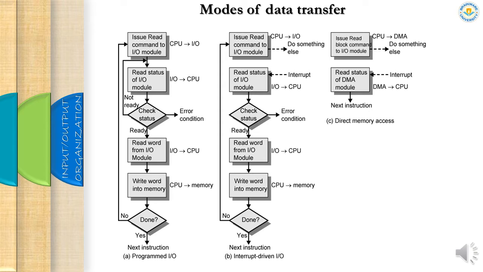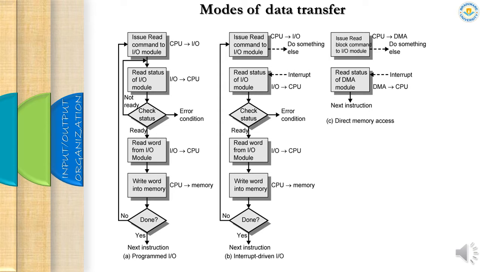And the third one, the DMA, the most popular mode of data transfer. To transfer large blocks of data at high speed, this particular method is used in modern computers. A special controlling unit may be provided to allow transfer of a block of data directly between a high-speed external device like a magnetic disk and main memory, without continuous intervention by the CPU.